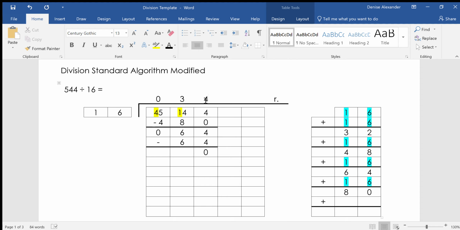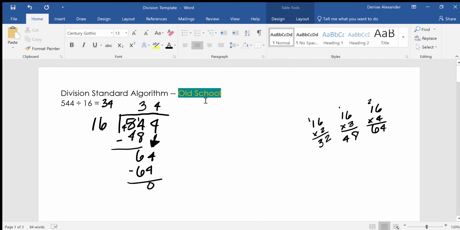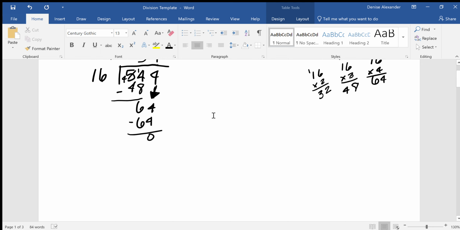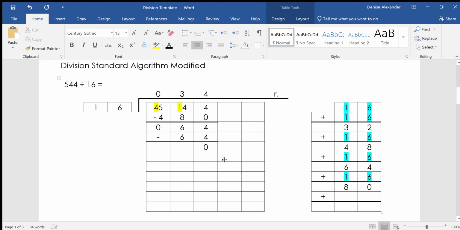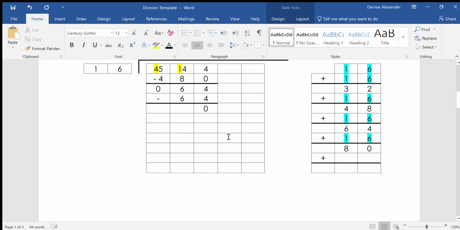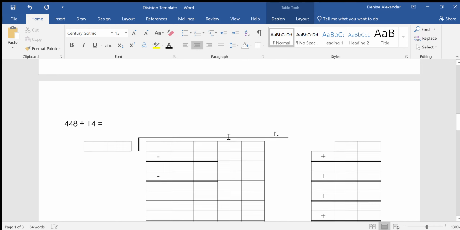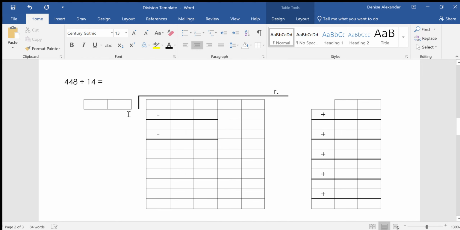This strategy actually for Miss Alexander was really difficult to learn because it didn't make sense for me because I learned it old school. But now that I've taught it a while and I got to play around with it, this makes sense. If I would have had this as a kid, I would have rocked the division a lot better than I did. So I'm going to do one more with you guys so you can see the modified.